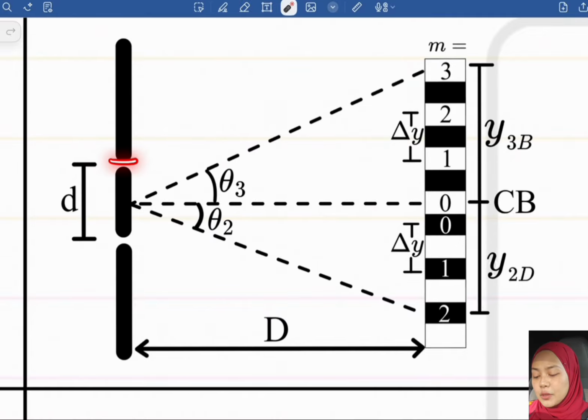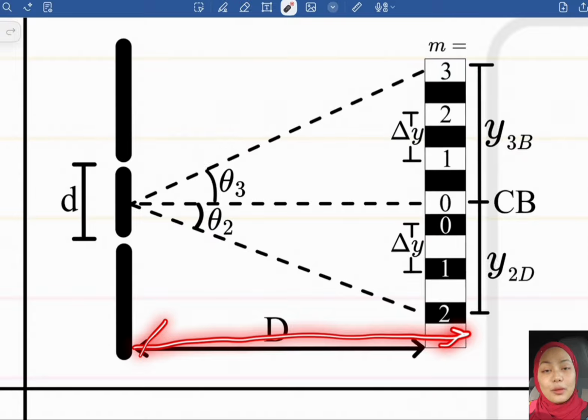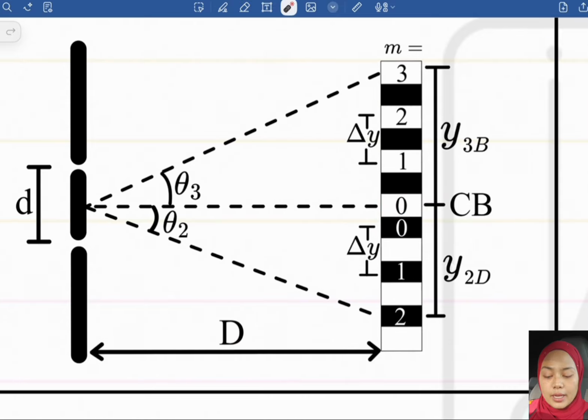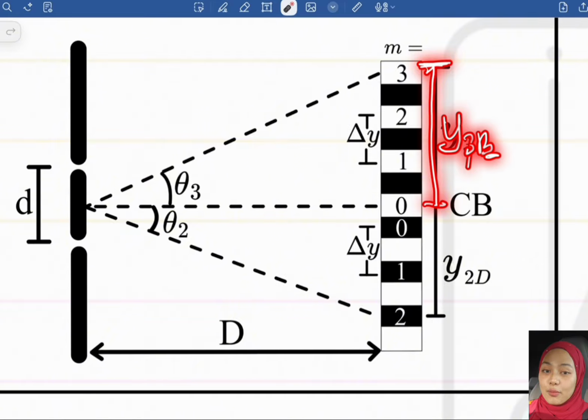Now let's go to the technicality part of the double slit experiment. The distance between the two slits, because it is a double slit, obviously we only have two slits, is called small d. The distance between the slits and the screen where we can observe is called capital D. The CB is the central bright. This is where you can observe the maxima, the brightest. If I want to know the distance between the central bright and the third order bright fringe, it is actually Y3B. B stands for bright, obviously.